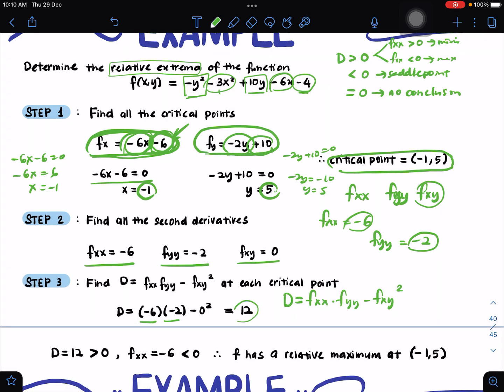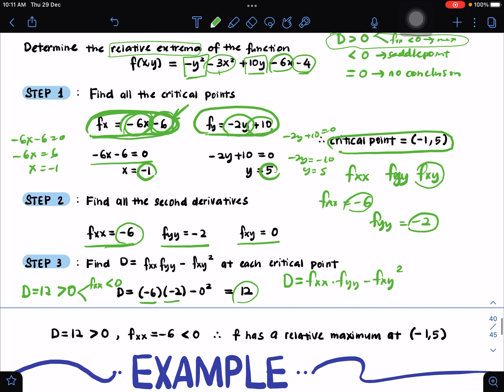So awak dapat 12. So 12 ni nilai D. So D kita adalah 12. 12 ni besar daripada kosong. Bila besar daripada kosong, kita kena check second condition, fxx kita. Fxx kita besar atau kecil daripada kosong. So kalau awak tengok, awak punya fxx negatif 6. So negatif 6 ni kurang daripada kosong. Jadi bila fxx kurang daripada kosong, okay, so kita punya point itu adalah relative maximum.